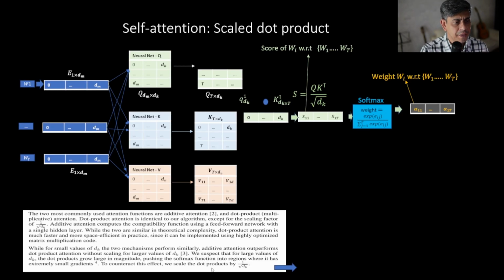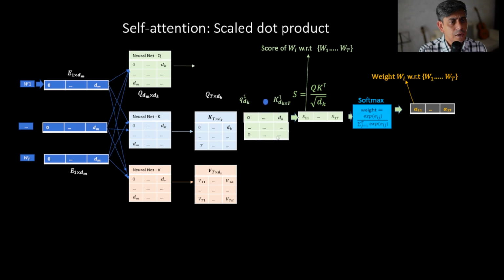Now let's come back here. To counter this effect, what they are doing is dividing the dot product QK^T by the square root of the dimension of the query itself. This is what is called scaled dot-product attention, the core of the transformer. We need to understand this thing.